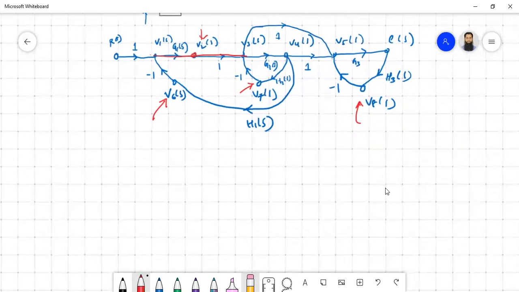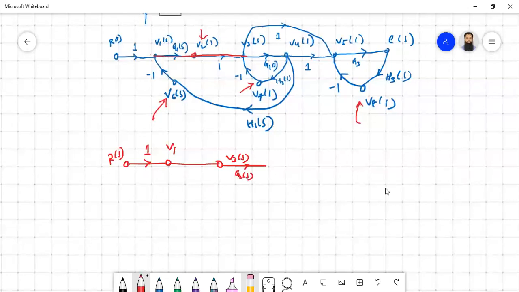So that is why we take it from input to the V1. So RS to V1 with a gain of 1. Then we go directly to V3. Okay, so eliminating the V2, we are going to V3, V3S. So V3 to V4, we have G2S. Okay, then V5, we are going to V5.